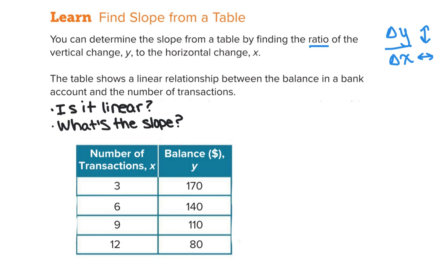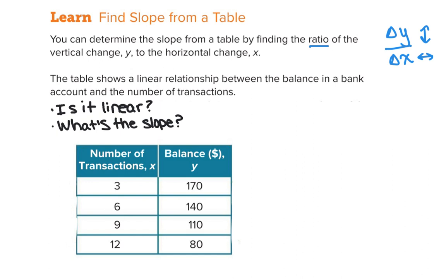So is this bank account going up or going down as the transactions are happening? Yeah, it's going down, right? Somebody's taking money out of this account. They're not putting money into it. So that means our slope is going to end up being a negative number. That's something I want to keep in the back of my mind. Now we want to see, is it linear, and if so, what's the slope?